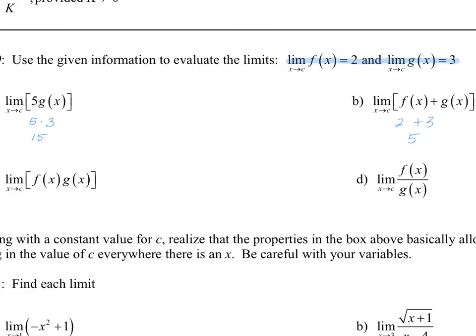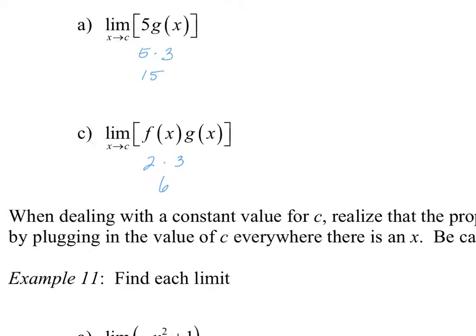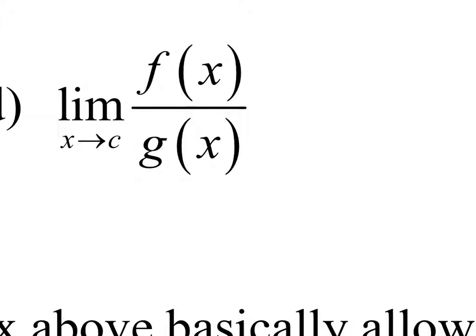Okay. The limit as x goes to c of f of x times g of x. So what's the limit as x goes to c of f of x? What's the limit as x goes to c of g of x? What's 2 times 3? Okay. D. The limit as x goes to c of f of x divided by g of x. What was f of x equaling? What does g of x equal? 2/3.